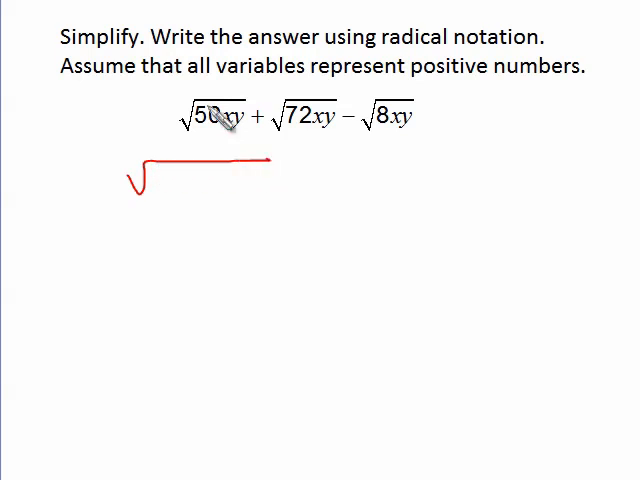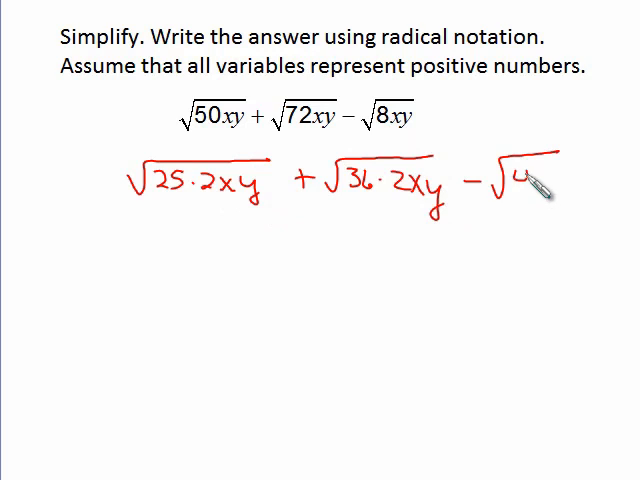So starting with 50, well, that's 25 times 2. And then I still have my x and my y. And then 72 has a perfect square factor of 36. That's 36 times 2, and I still have my x and my y. And then 8 has a perfect square factor of 4, and I still have my 2 and my x and my y. Now, you can individually square root across multiplication.